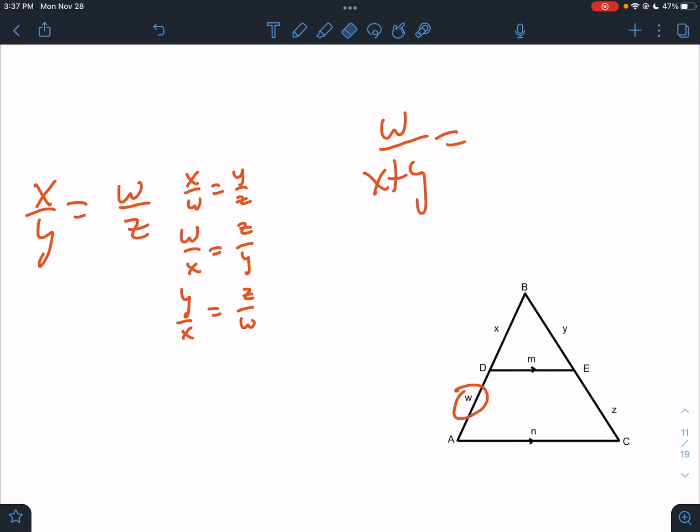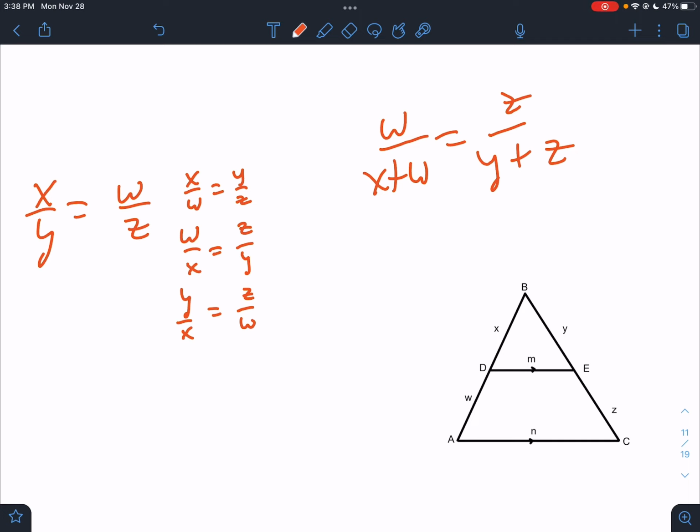Sorry, not x plus y. That would not be a good example. W over x plus w. What would that equal? Well, it would equal the corresponding pieces z over z plus y. And just so we don't get too confused, it doesn't matter what order you put them in, but y plus z would be more consistent. There we go. Got it. But let's talk, so people are okay with that.